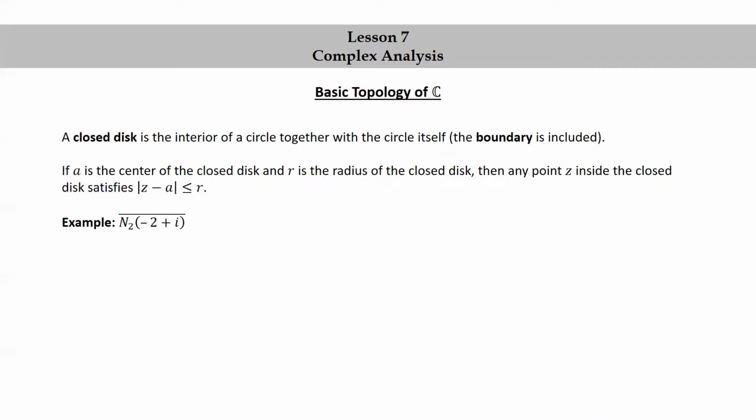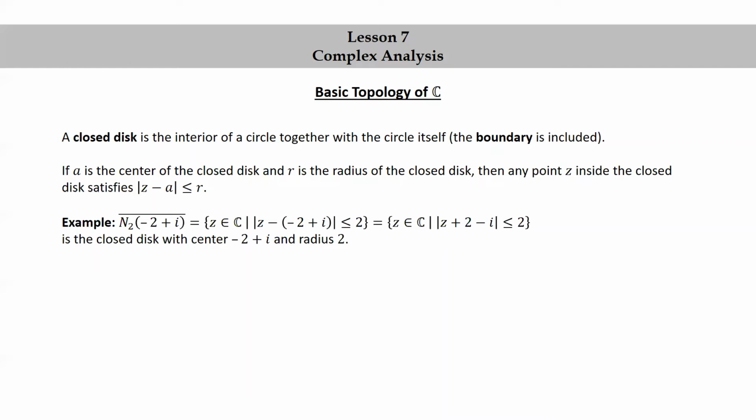N sub 2 of negative 2 plus i with a bar over it. We use the bar to indicate it's the closed disk as opposed to the open disk. This is equal to the set of complex numbers z such that the absolute value of z minus negative 2 plus i is less than or equal to 2. Or equivalently, the set of complex numbers z such that the absolute value of z plus 2 minus i is less than or equal to 2. This is the closed disk with center negative 2 plus i and radius 2. It consists of all points on or inside the circle, absolute value of z plus 2 minus i equals 2.